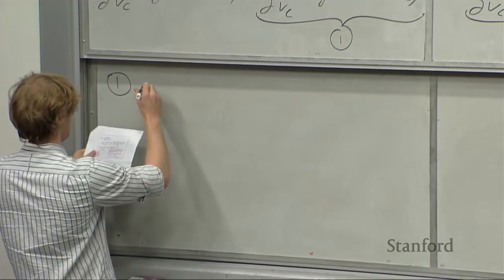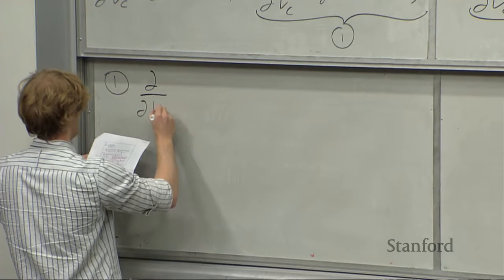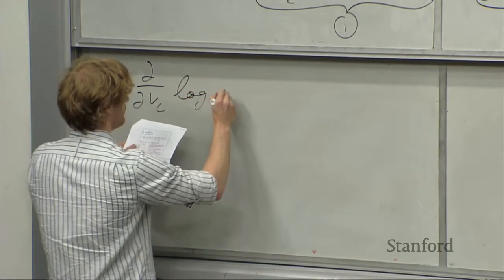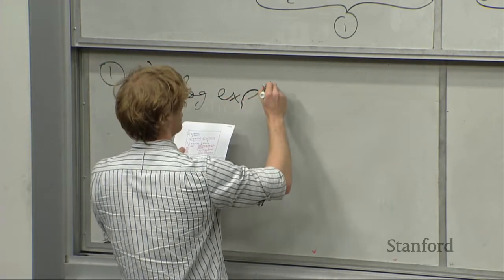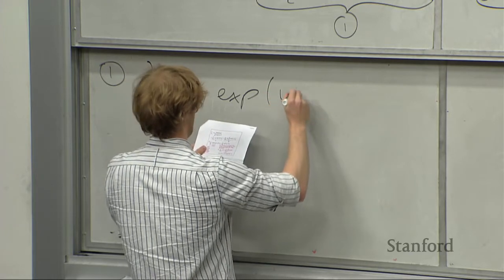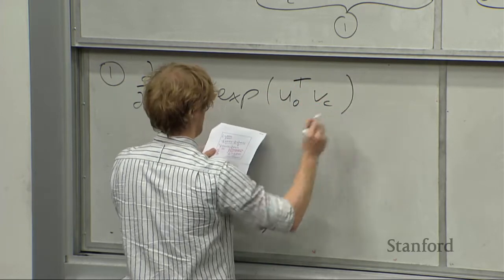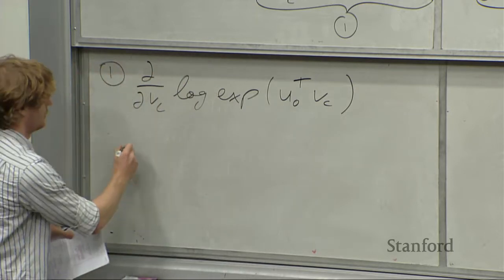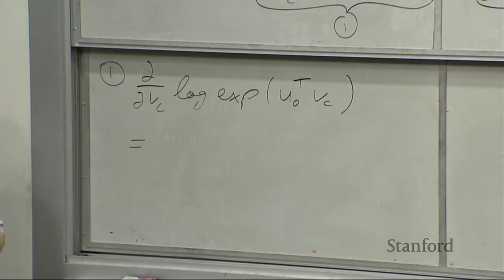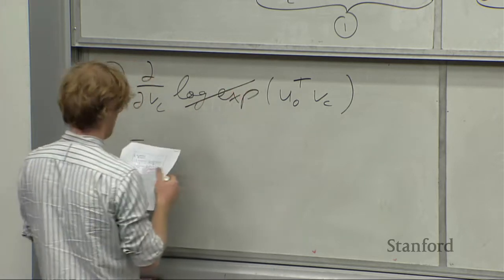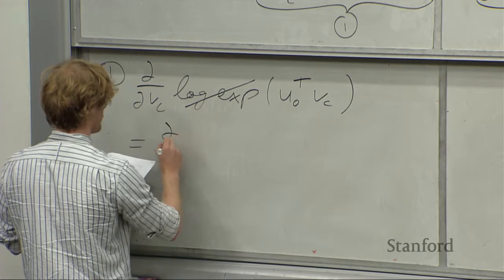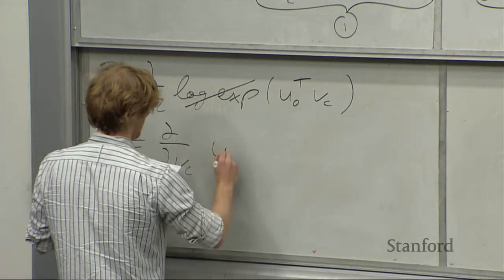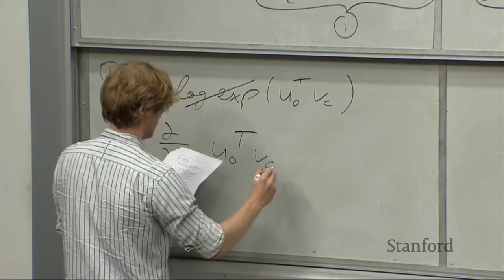So let's look at taking the first derivative. That is quite simple, and I'll ask you in a second why. But we have here the log of the exponent, and we'll assume they have the same base. So what would be a good next step to simplify that? Cancel the log. That's right. We can cancel since log and exponent are inverses of one another. So now we can just write this as U_o transpose V_c.